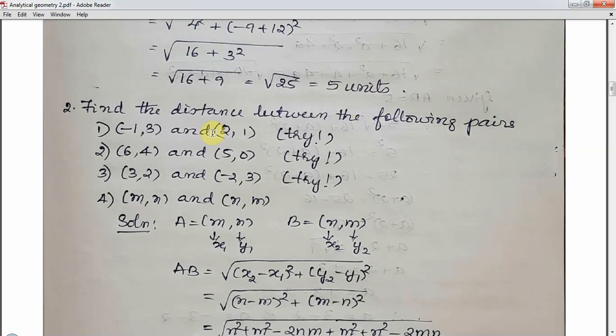Find the distance between the following pairs. I have given a few simple points. The same way we have learnt now, you can try to solve using the distance formula.